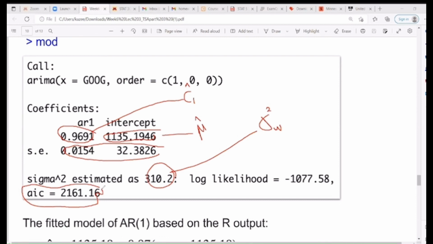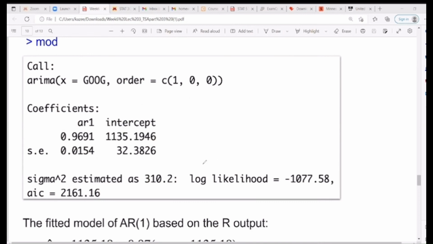I remember before, when I was walking you through model complexity and model fitness, I talked about the criteria: the AIC, the BIC, and the adjusted R squared. So this is the output we're getting. We did that for the GOOG stock, the daily adjusted Google stock price.